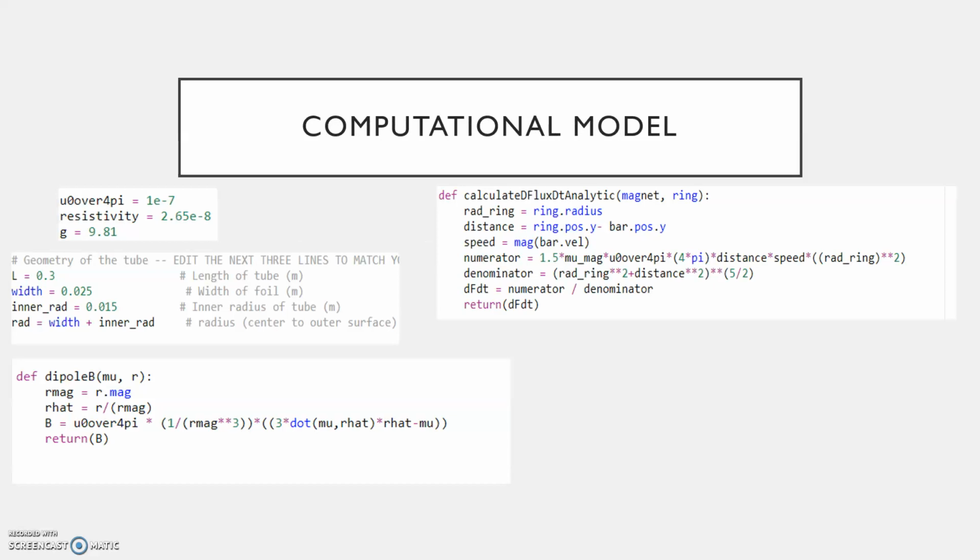So then I created a computational model to show this phenomenon. I created constants for the situation, as well as the tube, inserting the length, the width, and the general geometry of the tube. Then I had a function that calculated the dipole magnetic field due to the falling magnet, and then the flux of the field and the change in the flux as the magnet fell through the ring.